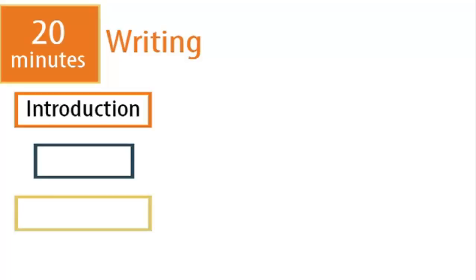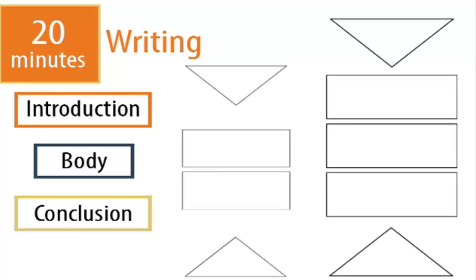Now that you've brainstormed and created an outline, it's time to begin writing. Again, you should spend about 20 minutes drafting this essay. Your essay should be made up of 3 parts: an introduction, body paragraphs, and a conclusion. The structure of your essay should follow one of these hourglass-type figures.